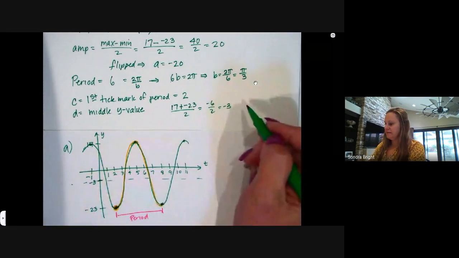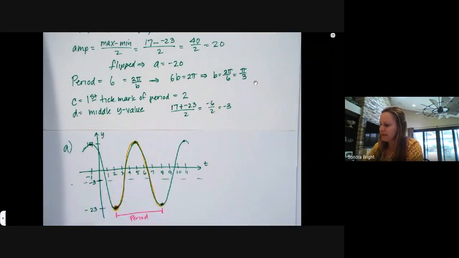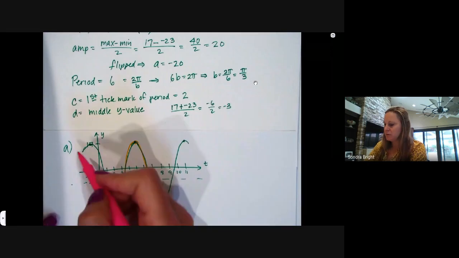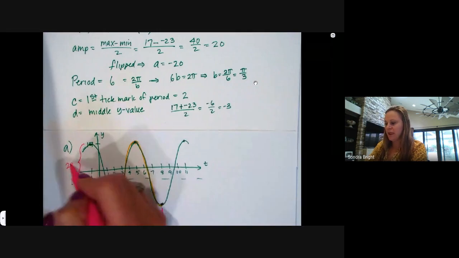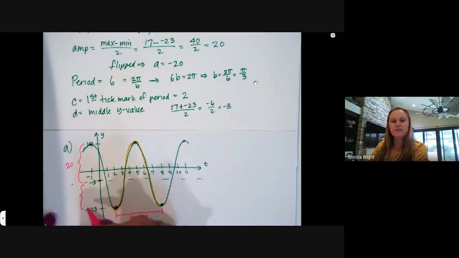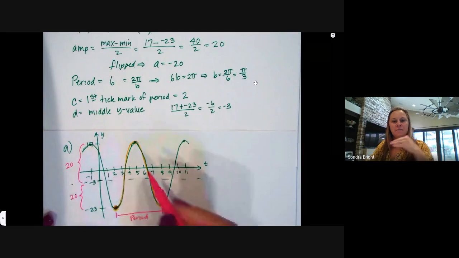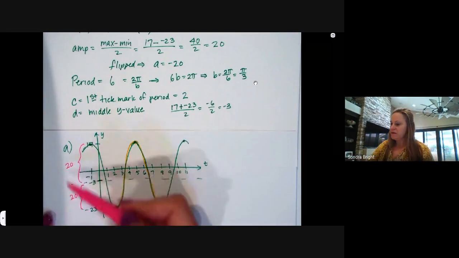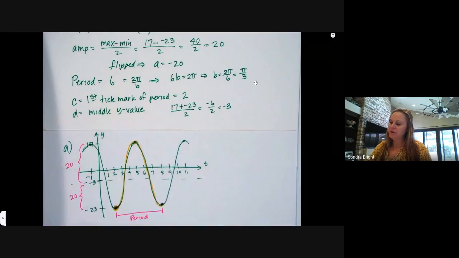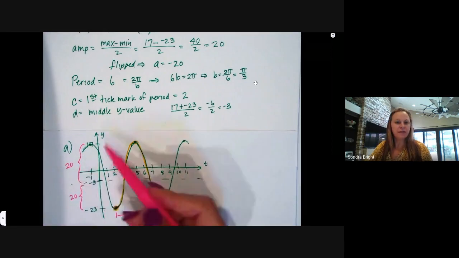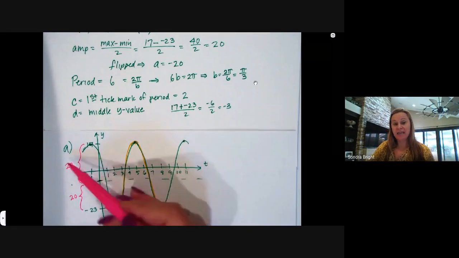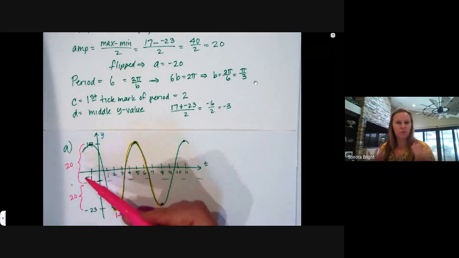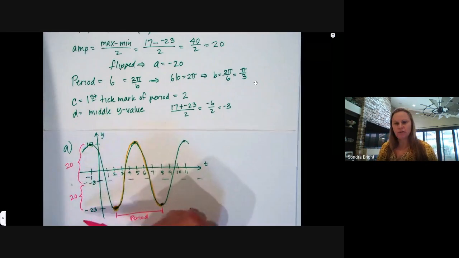Good on that. And if you check it, what's this distance? From 17 to negative 3 would be 20 units. How about from negative 3 to negative 23? That would also be 20 units. These are your A values. Remember, A is from middle to the top and middle to the bottom. So you can totally confirm that whenever you choose whatever your D is, make sure that if you add A to the D value, you'll get your max. If you subtract A from your D value, you'll get your minimum. That's always true with all of these trig graphs.